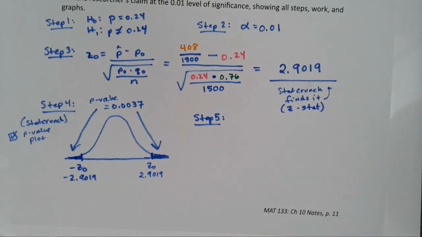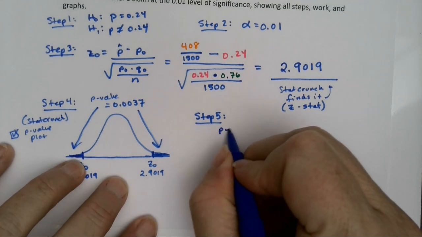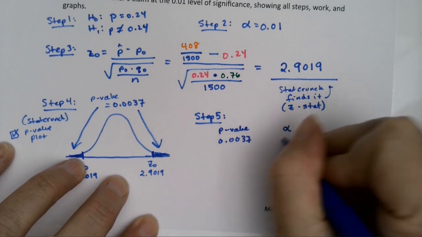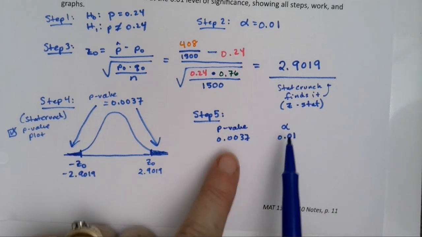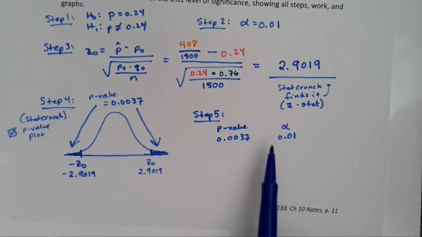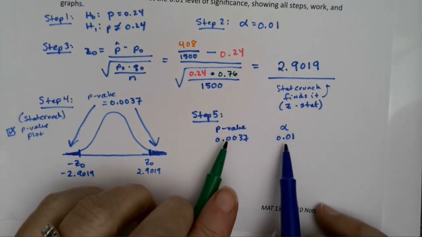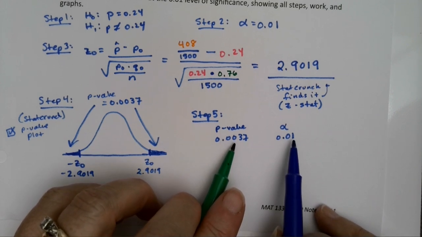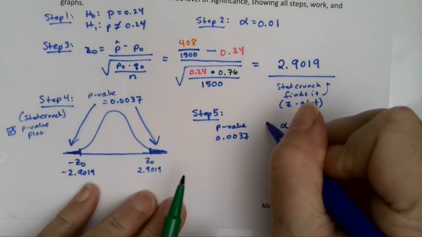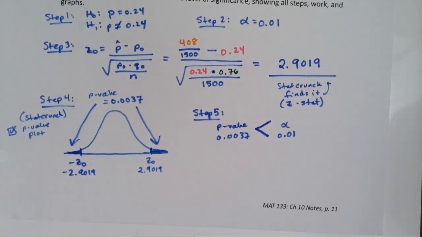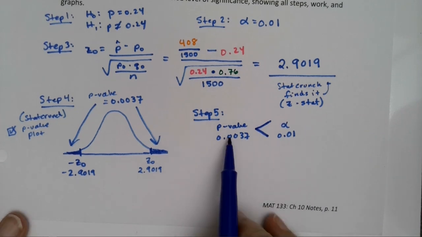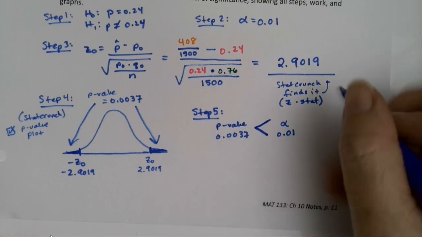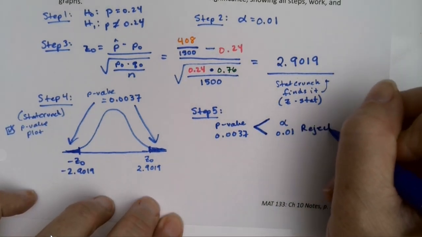All right, so my p-value was 0.0037. My alpha was 0.01. And the way to compare decimals is to look at the first place, right, which is the tenths place. They're both zeros. So we move to the right. This is a 0. This is a 1. 1 is bigger than 0. So the alligator eats the bigger number. So my p-value is indeed smaller. 0.00 is smaller than 0.01. So my p-value is smaller. So we're going to reject H0.